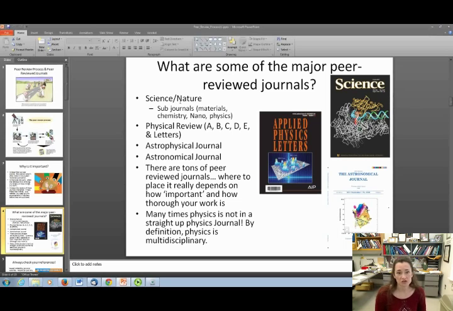If you're in astronomy, the Astrophysical Journal or the Astronomical Journal are really important peer-reviewed journals. But to be honest with you, there's tons of these peer-reviewed journals, and they have different importance levels. Within our field, we call them impact factors. If you have a higher impact factor, then it's a more important journal. So you just pick where you're going to publish your work.